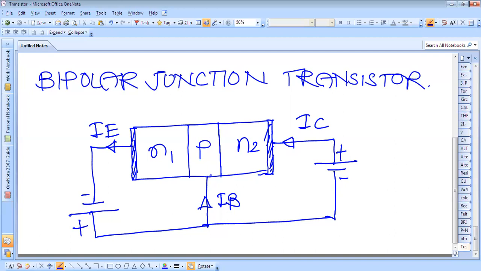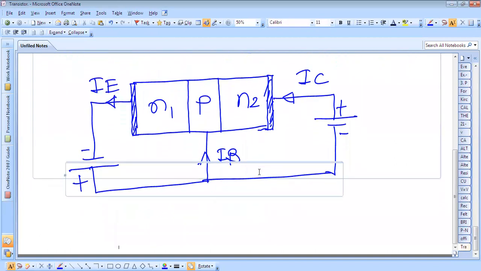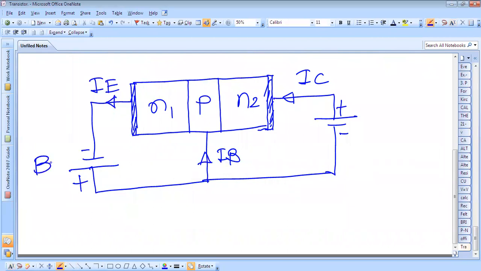The free electrons are moving from N1 to the base, and some of the electrons move toward N2. This is battery B1, and this is battery B2. Here N1 is termed the emitter. The base is common to both emitter and collector, therefore this is a common base, and this is the collector.